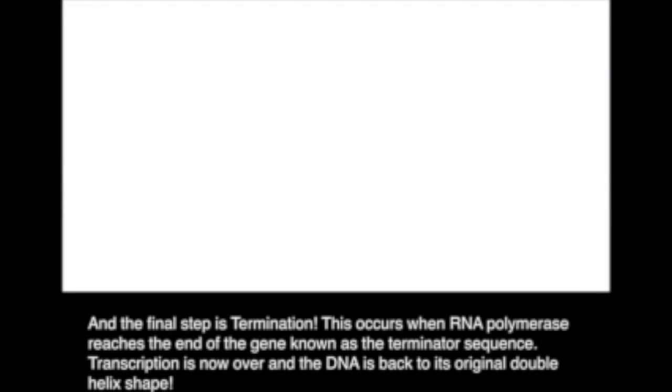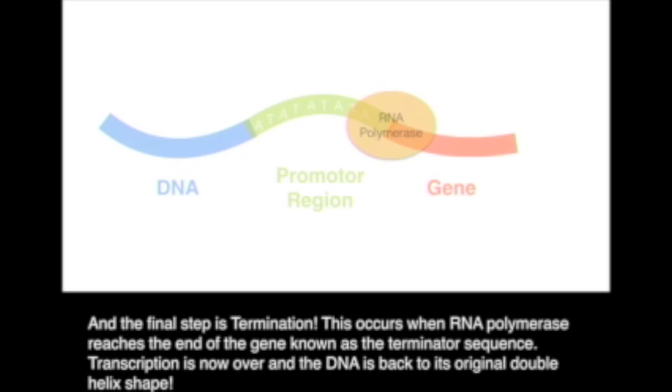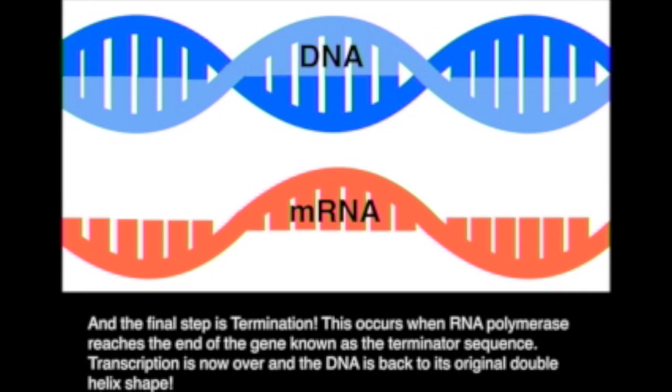And the final step is termination. This occurs when RNA polymerase reaches the end of the gene, known as the terminator sequence. Transcription is now over and the DNA is back to its original double helix shape.